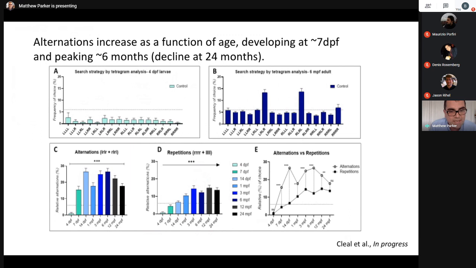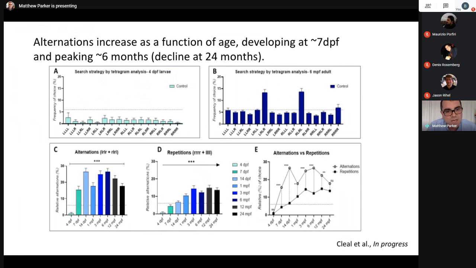What's quite nice about this is that if people wanted to use larvae for memory type research, it looks from our data like it's quite possible to do them at 7 days. Interestingly, we saw a huge spike, and bear in mind these sample sizes are very large. We're using in excess of 60 fish per age group, or more for some of the older ages.